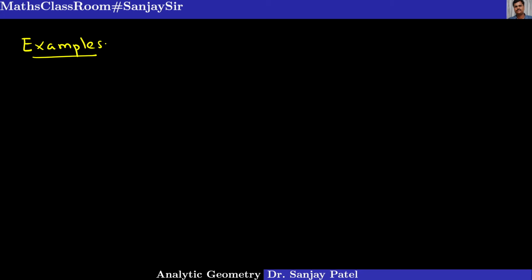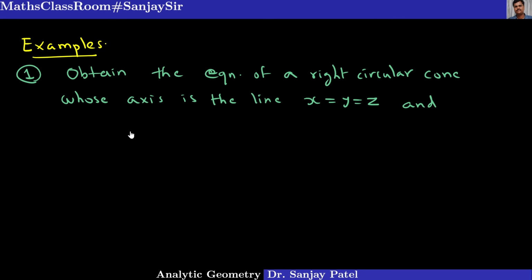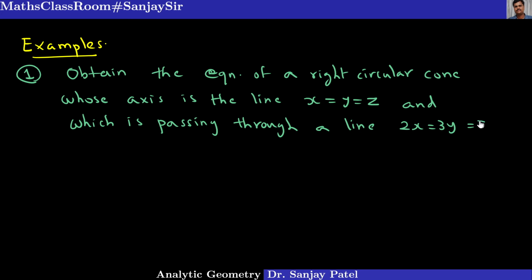Examples. The first one: obtain the equation of a right circular cone whose axis is the line given by the equation x is equal to y is equal to z, and the cone is passing through a line 2x is equal to 3y is equal to 5z.